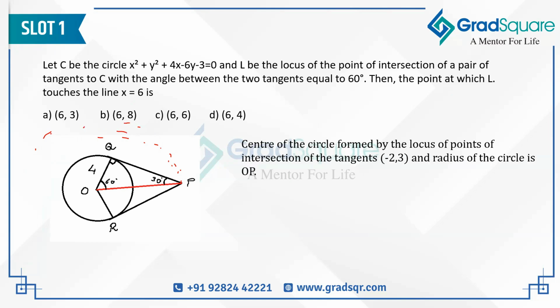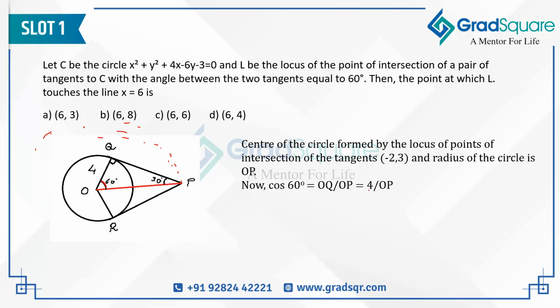So to do that, I'm going to be using trigonometry. So how am I going to use trigonometry? Because triangle POQ is a right angle triangle. In a right angle triangle, all the trigonometric ratios can be applied. So I can apply cos 60. So cos of angle QOP, which is cos 60, will be base by hypotenuse, which is equal to OQ by OP. So cos 60 is OQ by OP.